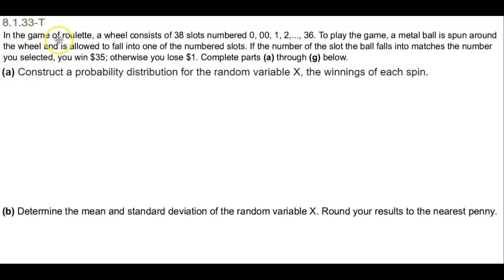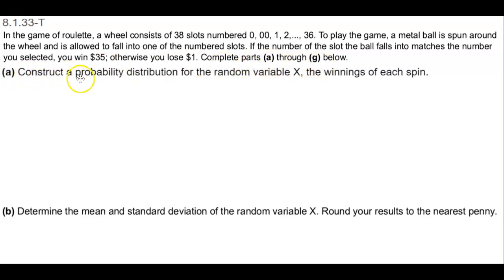8.1.33-T. In the game of roulette, a wheel consists of 38 slots numbered 0, 00, 1, 2, all the way to 36. To play the game, a metal ball is spun around the wheel and is allowed to fall into one of the numbered slots. If the number of the slot the ball falls into matches the number you selected, you win $35. Otherwise, you lose $1. We want to complete parts A through G below.